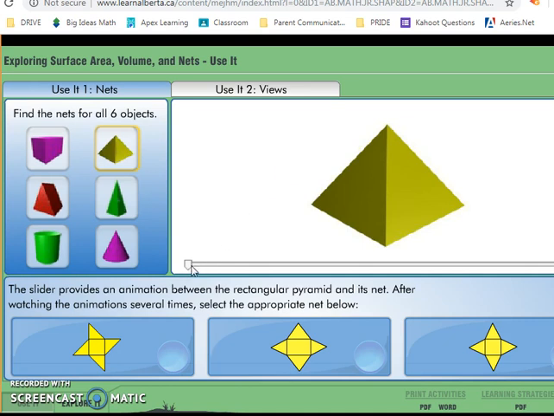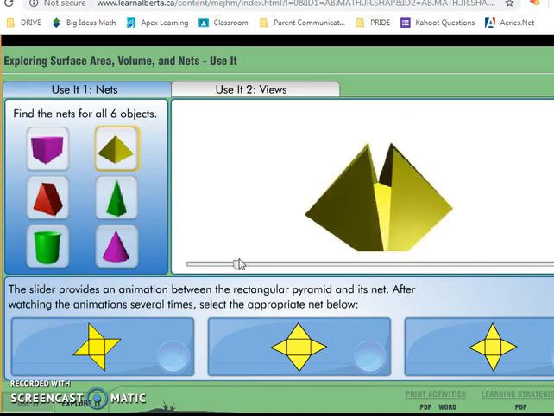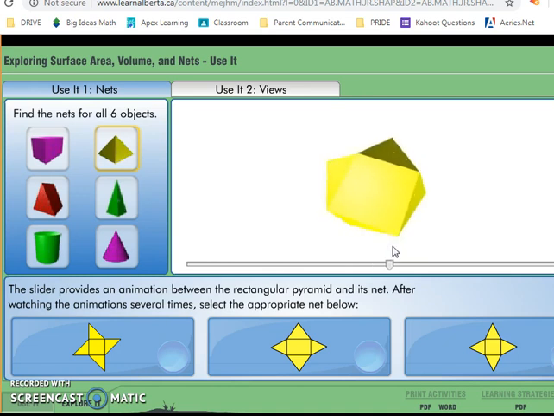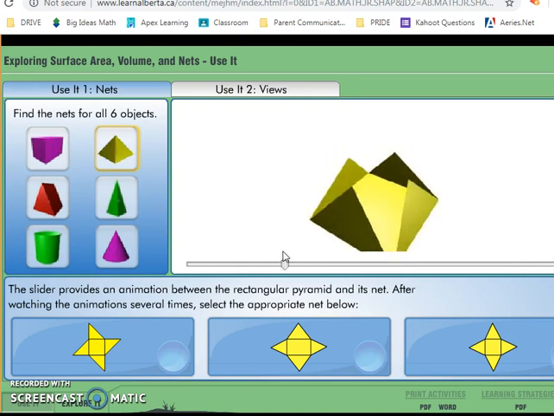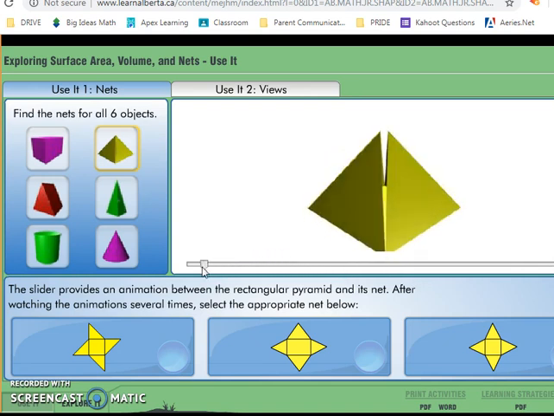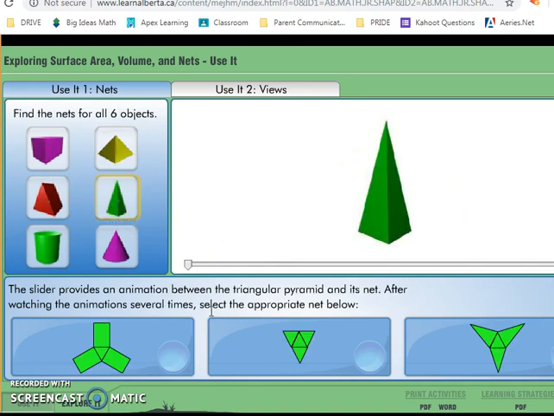If I take this pyramid and I unfold it, the net, or the two-dimensional form, is going to look like this. This square is the base, and all of these triangles fold up to create the walls of your pyramid. Watch as they fold back up, forming your pyramid. Another example is this triangular pyramid.